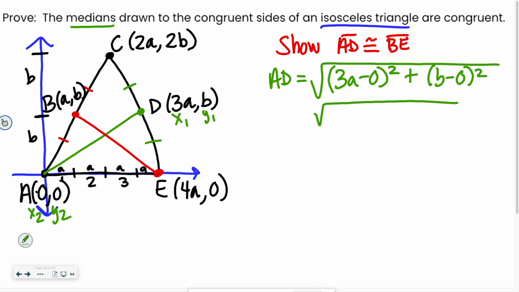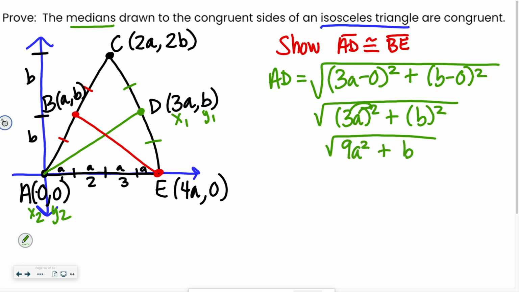What's 3a minus 0? Let's just simply say 3a. b minus 0 is just b. And now we got to square. So remember when you're squaring a quantity, so something in parentheses, you got to distribute your exponent. So 3 squared we know is 9, a squared, and b squared would be b squared. Now for the purpose of us, that is it. We just found the distance of AD to be this guy right here, okay?